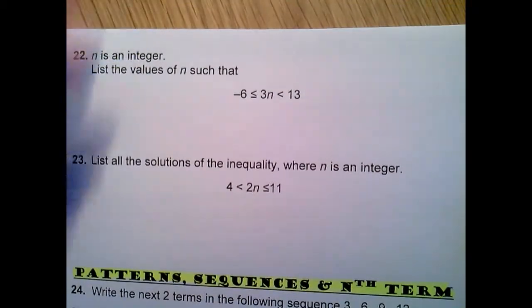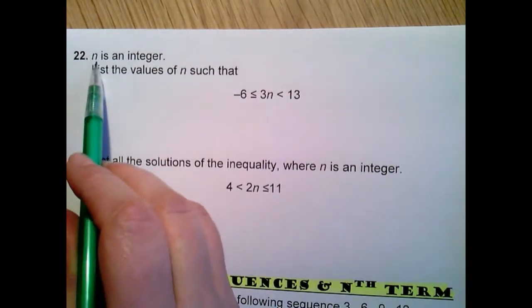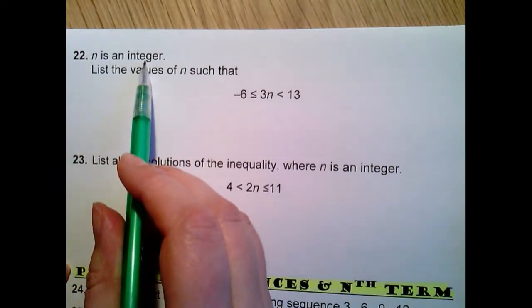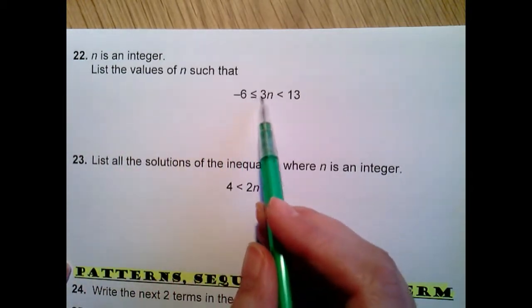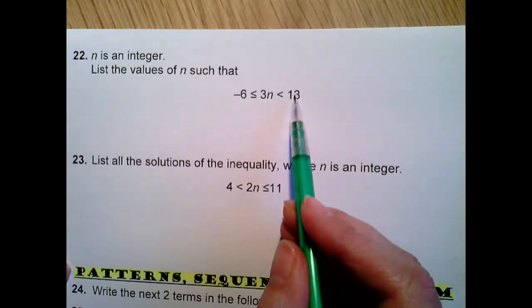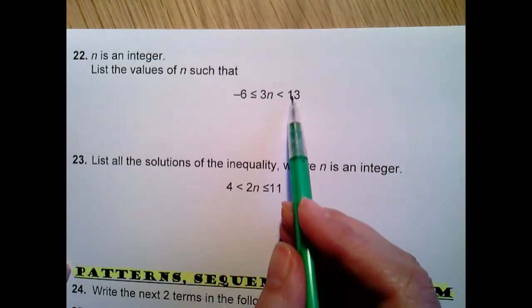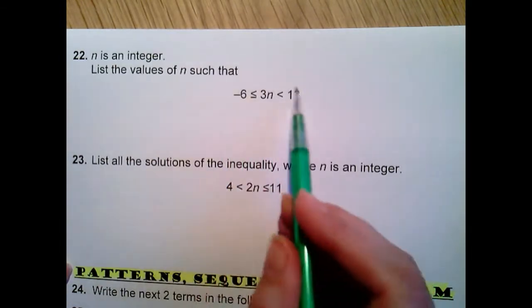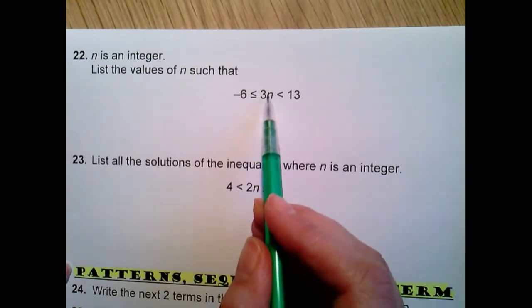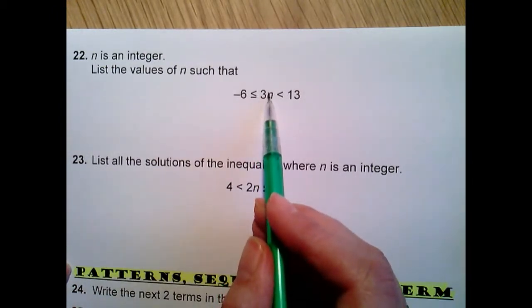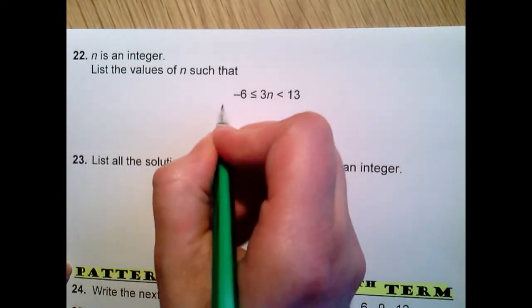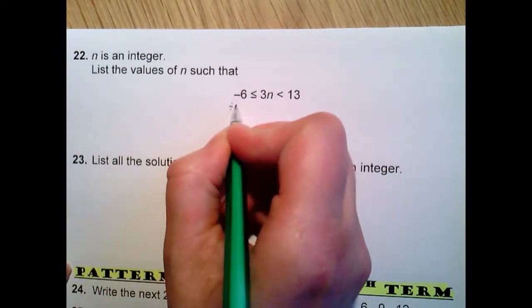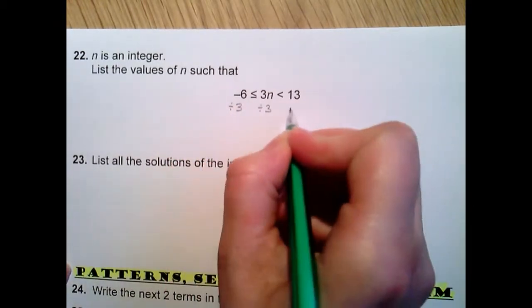Number 22. Again, a wee bit more work just on these inequalities. So n is an integer, so that means that it's a whole number. List the values of n such that -6 is less than or equal to 3n, which is less than 13. So at the minute, this inequality isn't actually to do with n, it's to do with 3n. So the first thing that you would need to do is to change it from 3n down to just n. So you would do that by dividing everything, each wee bit, by 3.